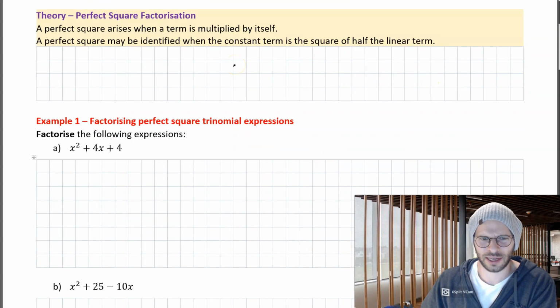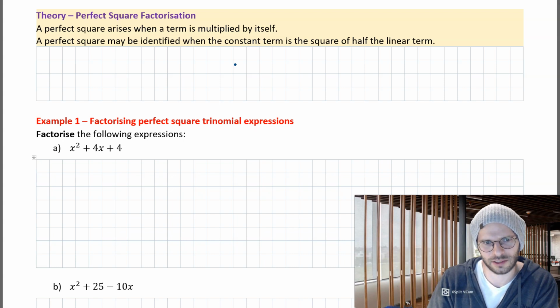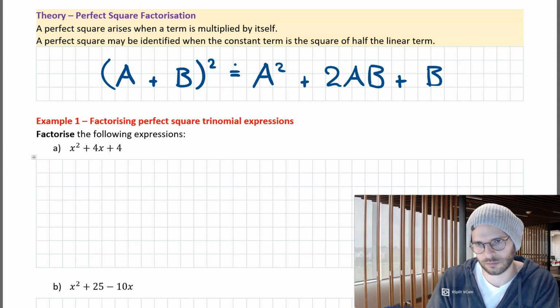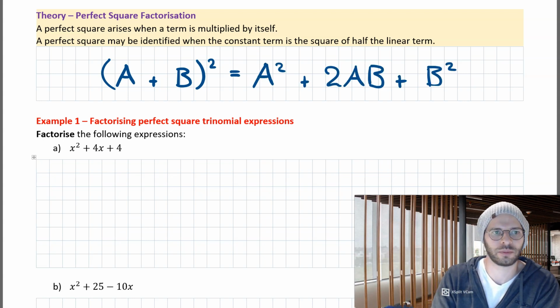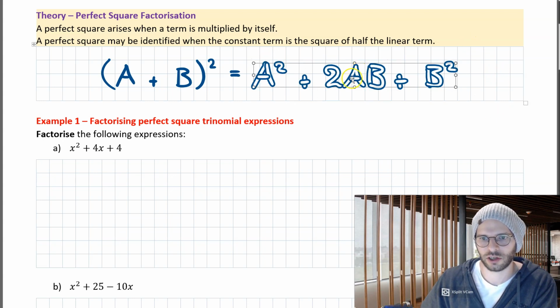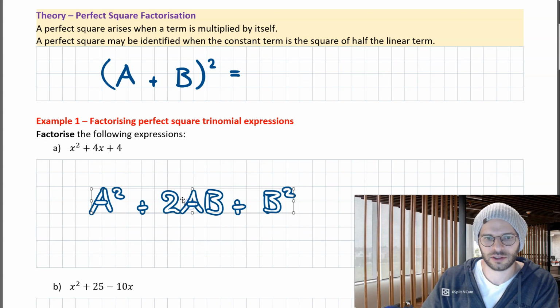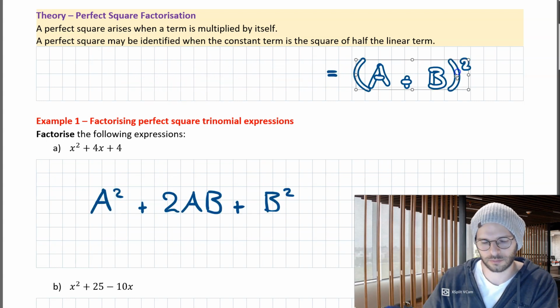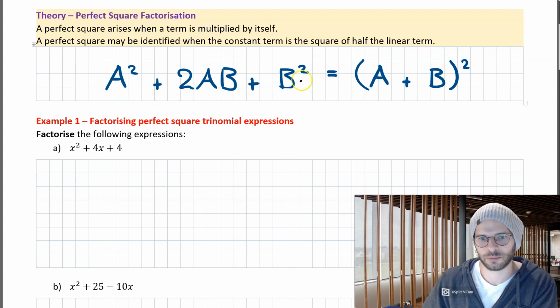A perfect square arises when a term is multiplied by itself. So if we have the term a plus b and it multiplies itself using the squared symbol, then what we have is the perfect square. This expands outward to become a squared plus 2ab plus b squared. But what we're looking at in this lesson is not how we can go from the factorized form to the non-factorized form, but rather how can we go from this expanded form over here into this factorized form.